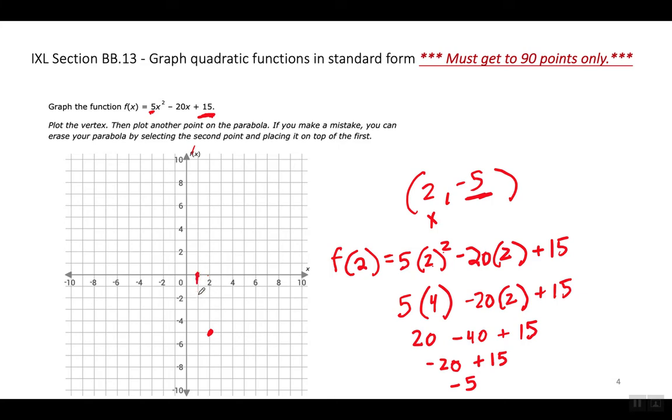Again, I'm going to try if x equals positive 1. You could have also tried if x equals 3 or if x equals 4. But I'm going to use if x equals 1 because it's an x value near the vertex and it's a pretty easy number to work with.